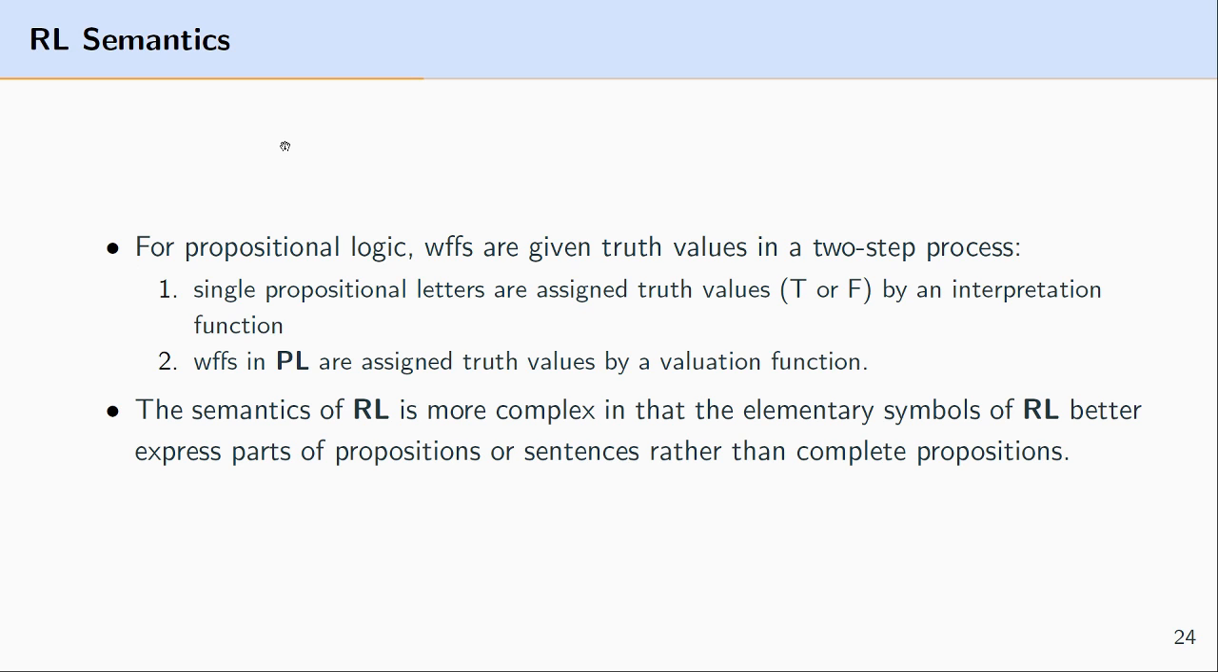The semantics of predicate logic is a little bit more complex in that the elementary symbols that we have don't express complete propositions. They don't express the types of things that can be true or false. Instead, one way of thinking about it is they express parts of propositions. So we need to go about assigning their meaning, the meaning of the symbols of predicate logic, in a different way.